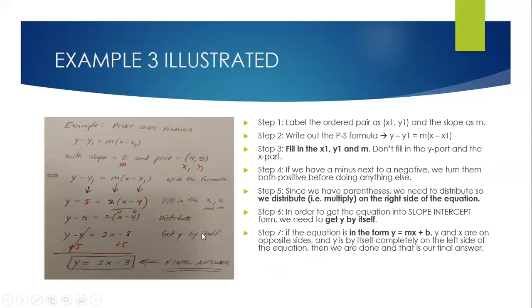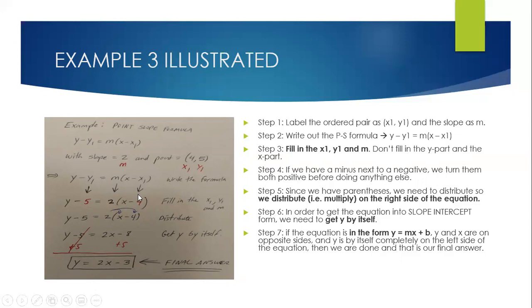All right, so again, same idea. We label the ordered pair, x1, y1. Remember, every ordered pair has an x and a y. The slope is m. We write out the point slope formula. That is your point slope formula right there. y minus y1 equals m times x minus x1. All right. We fill in the y1, the m, and the x1.